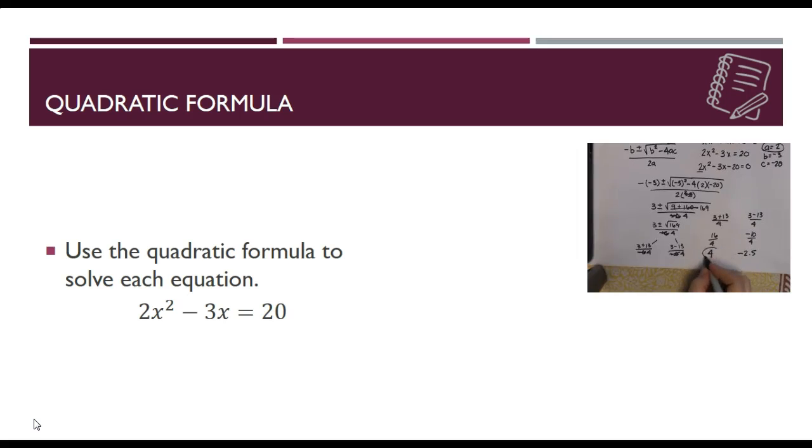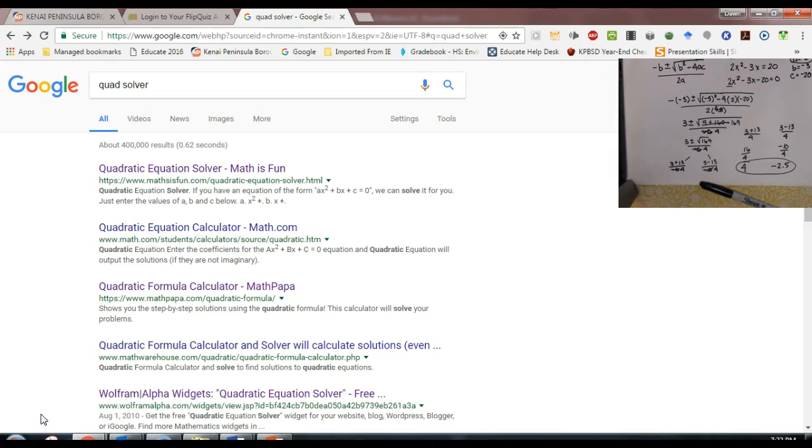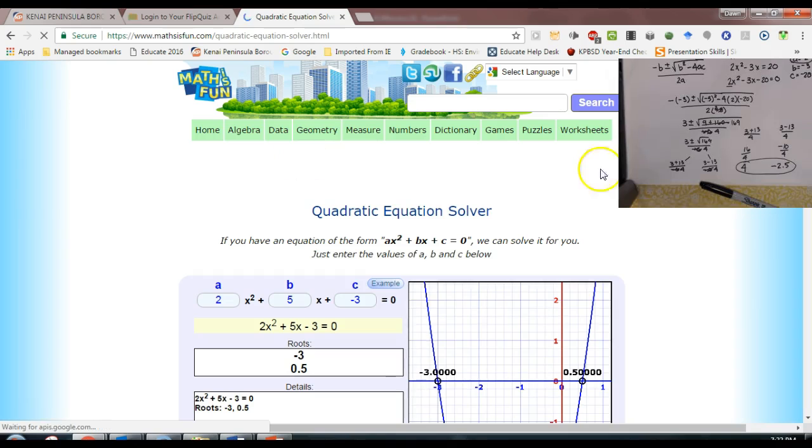So my two possible answers here for this one, my two setups for the answer, are 4 and negative 2.5. I wanted to show you guys another quick way of checking this. Going through and using your quadratic formula to solve is very important to be able to do, but you can also double check your answer by Googling a quadratic formula solver, and you can choose just about any quad solver that's out there.